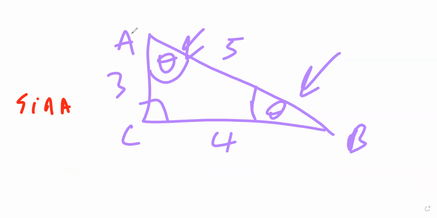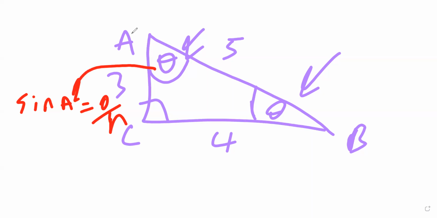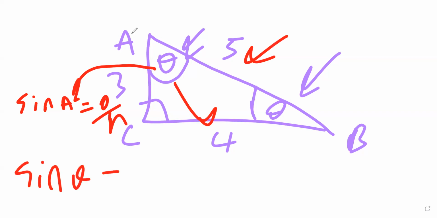Now remember that the ratio of the sine function is the opposite divided by the hypotenuse, or the opposite over the hypotenuse. Let's substitute this dimension. The opposite side here is going to be 4. Hypotenuse is going to be 5. So I would say sine theta is equal to 4 divided by 5.